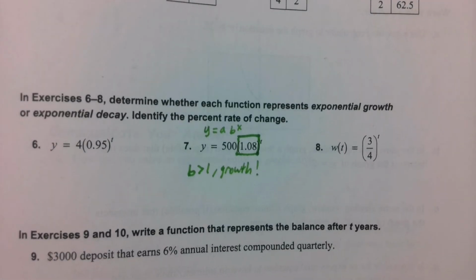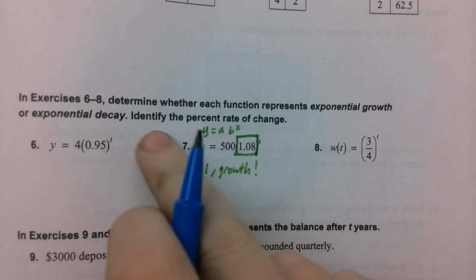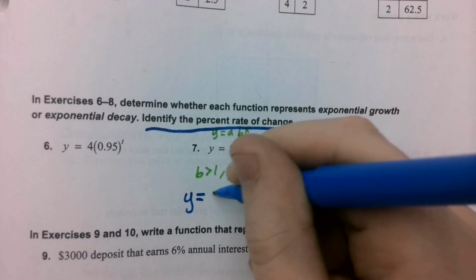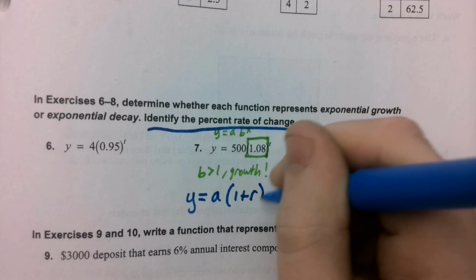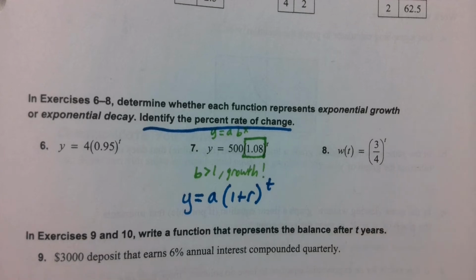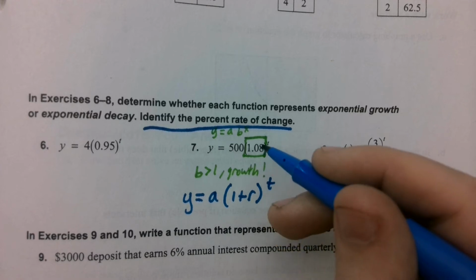But it doesn't just ask us that. It asks for our percent rate of change. Not our growth factor, our rate. Uh-oh. We have 1.08. We can't turn that into a percent easily. You can, but it'd be 108%, which is weird. When they ask to identify the percent rate of change, they want this hidden R value. Remember the formula we used? y equals a times 1 plus r to the t? They want the r.